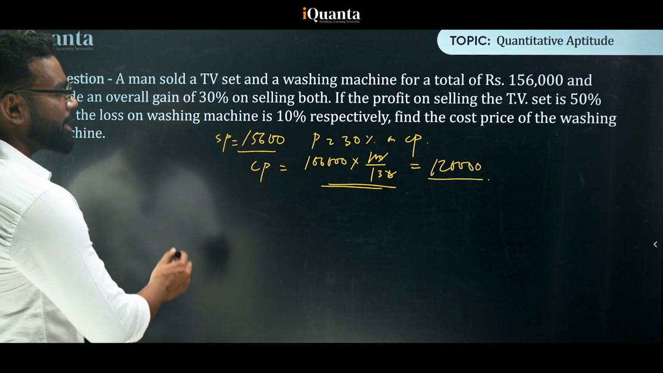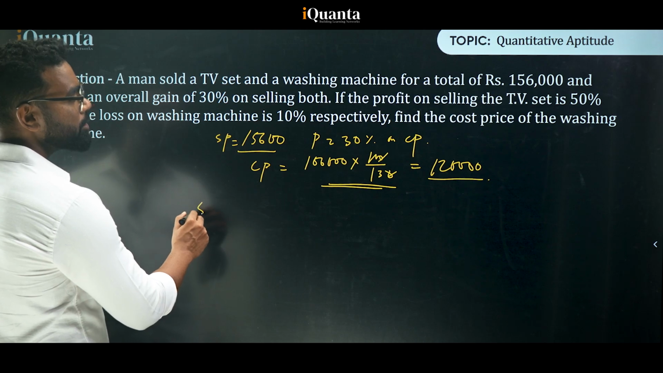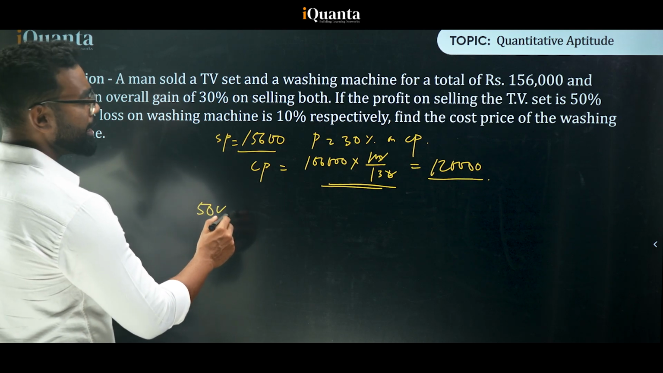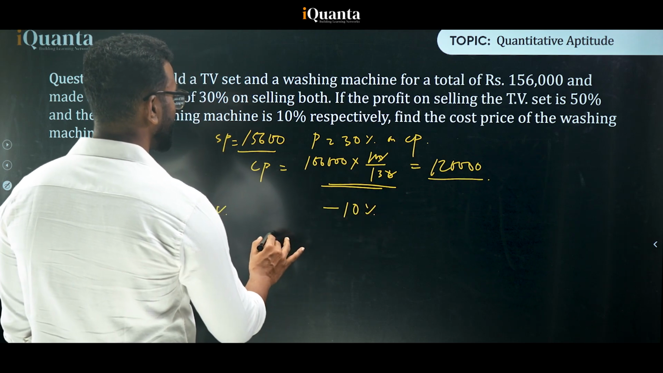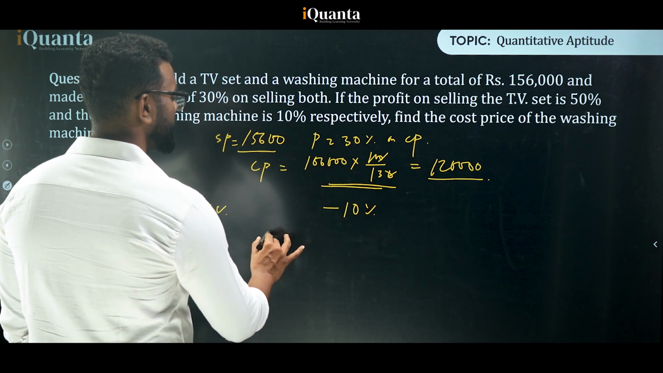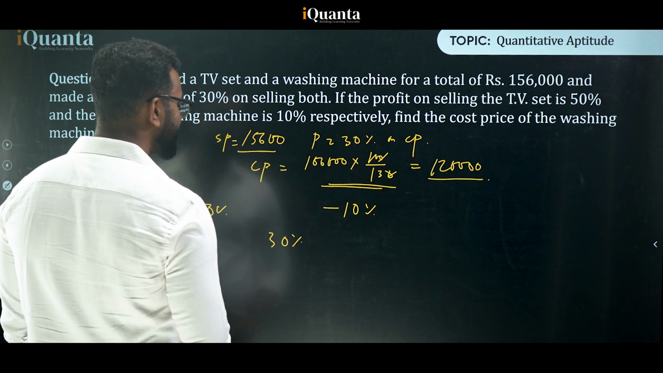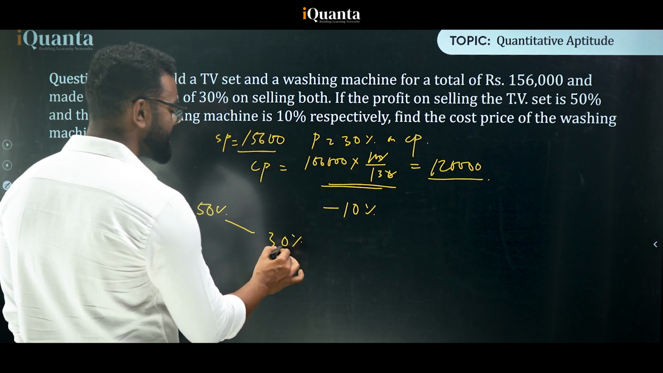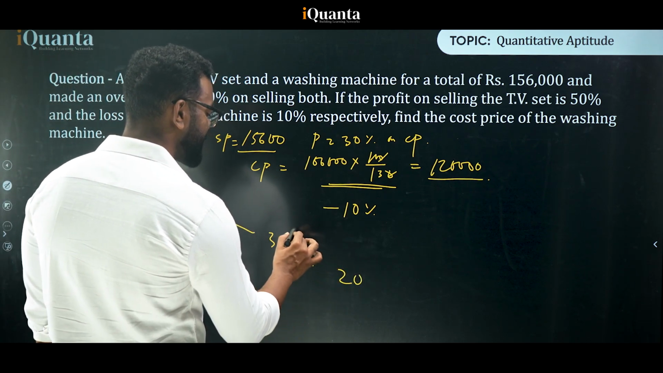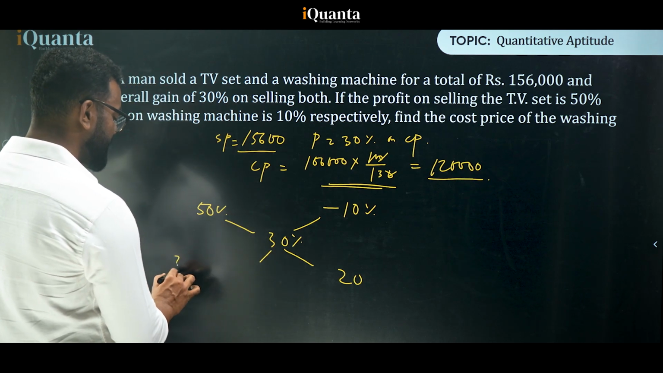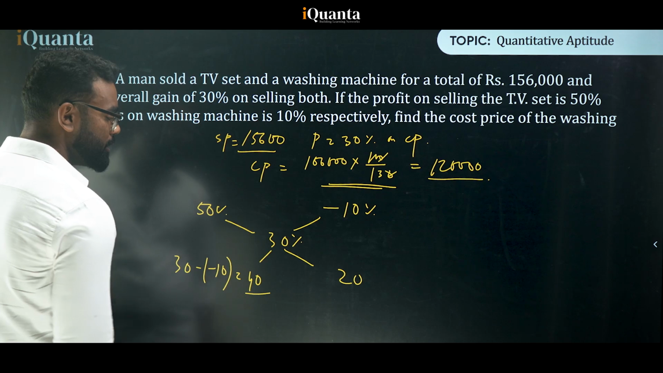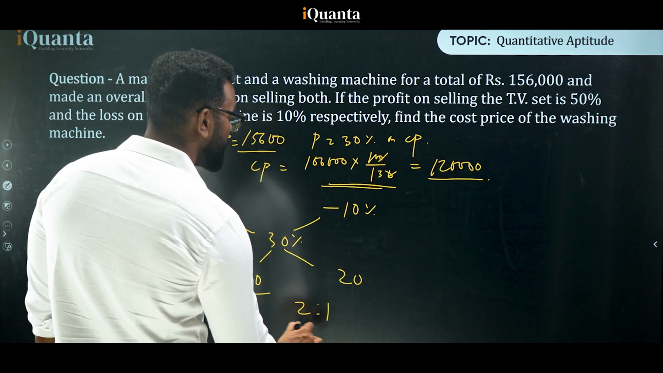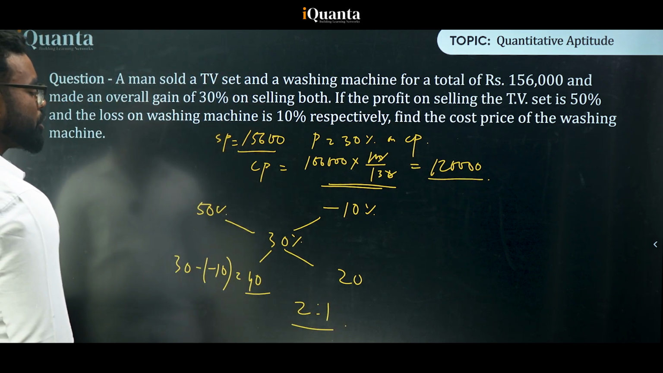Now they have said, in one how much profit is there? 50% profit. In the other how much loss is there? 10% loss, so minus 10%. And overall, what is it? 30% profit. Now by mixed alligation, I know what the ratio of the prices should be. That is 50 minus 30, which is 20. And 30 minus of minus 10, it should be equal to 40. So what is the ratio? The ratio is 2:1.